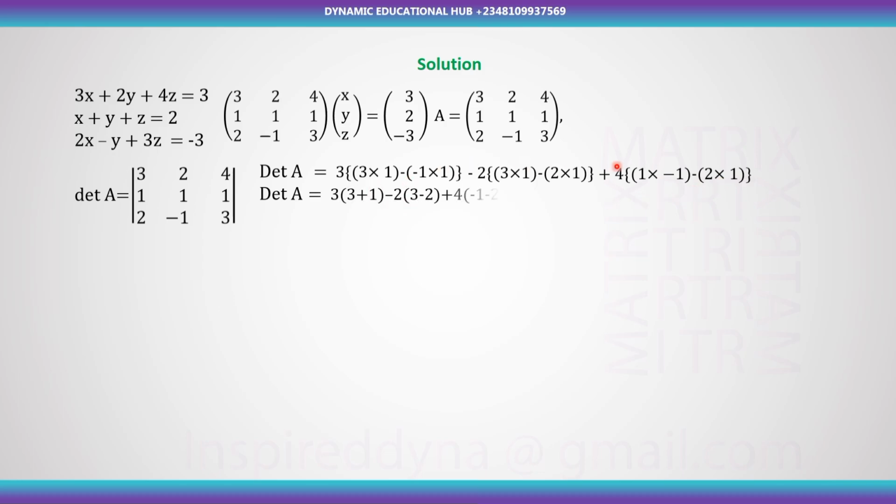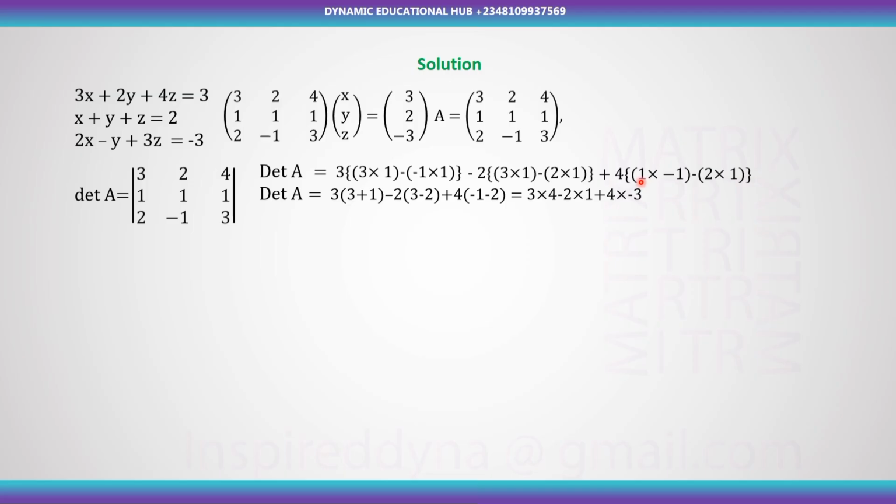And let's expand this. Doing that, 3 multiplied by 1 is 3. Minus 1 multiplied by 1 is minus 1. And because of the minus outside, it becomes plus 1. Here we have minus 2 outside. Then we have 3 multiplied by 1, that is 3 here, and 2 multiplied by 1, that is 2. Because of the minus, it becomes minus 2.